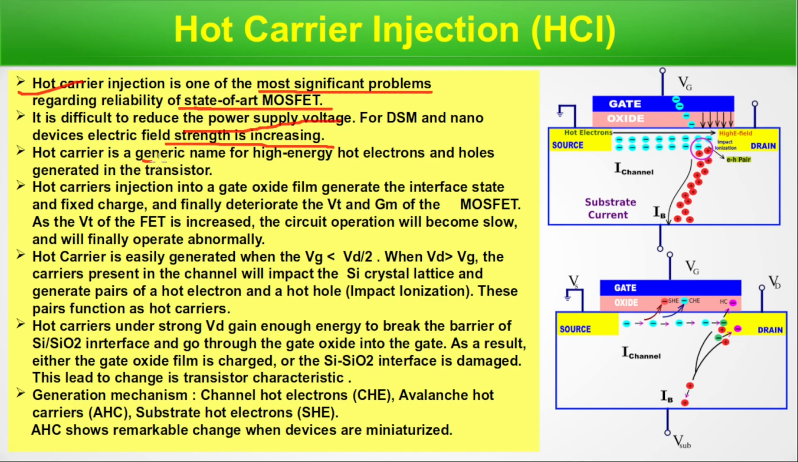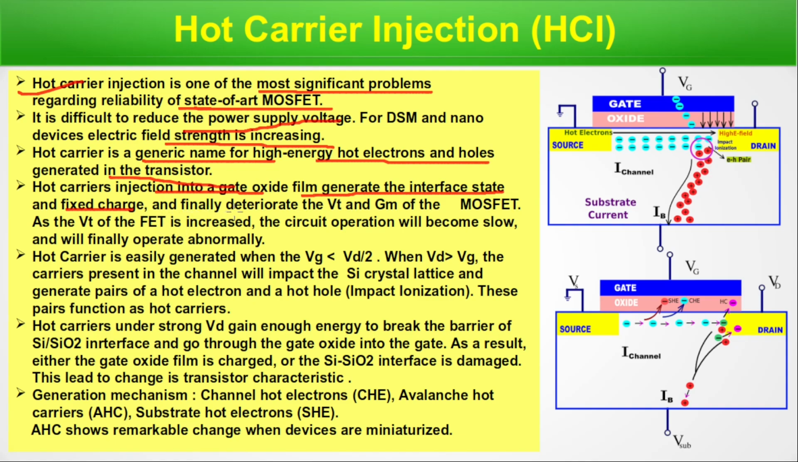Hot carrier is a generic name for high energy hot electrons and holes generated in the transistor. Hot carrier injection into gate oxide film generates the interface state. If hot carriers are injected into the gate oxide, they generate some interface states in the oxide layer, and fixed charge. They do not move, but if the number of fixed charges is high, that will lead to deterioration of the dielectric layer condition or its property and lead to breakage and failure.